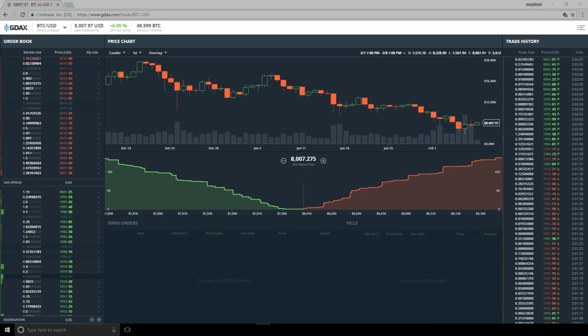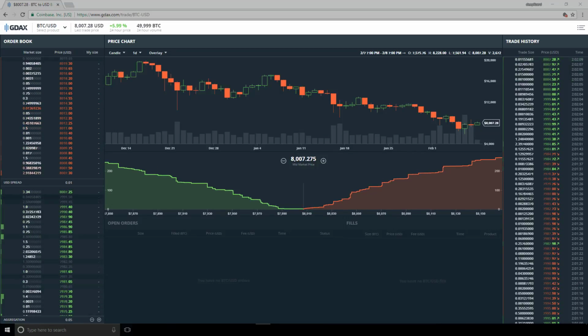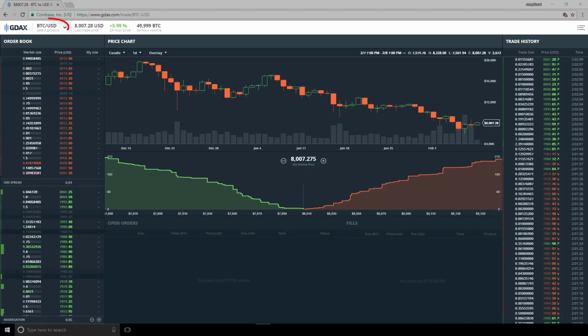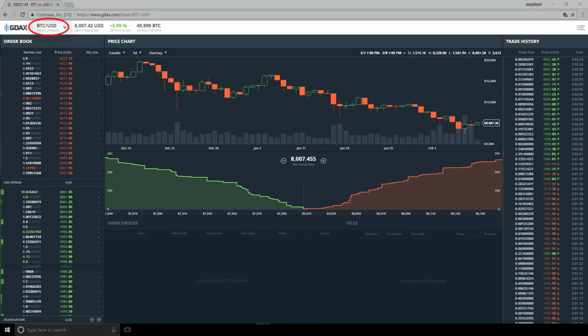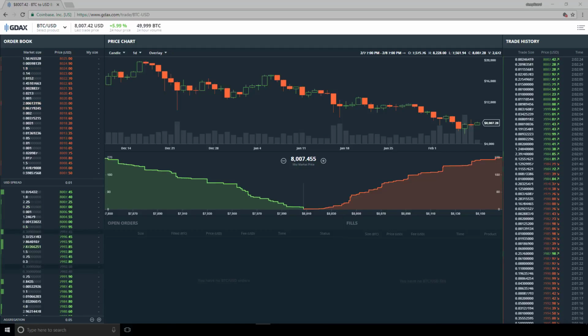The volume that we are seeing here is occurring with respect to GDAX's BTC USD order book. The trades in the trade history that are used to generate the volume bars on the price chart are the trades that are occurring against this particular order book on GDAX. If we change to another order book, the trades in volume will be different.